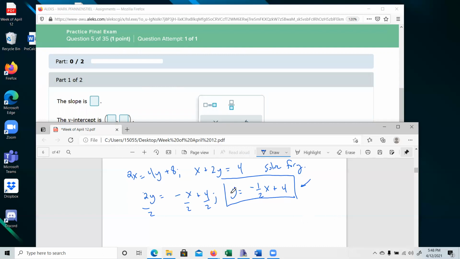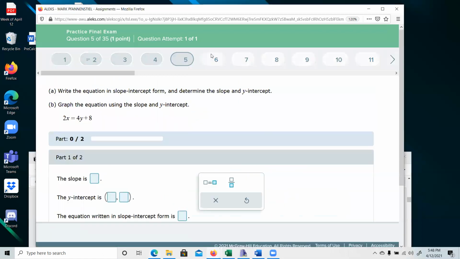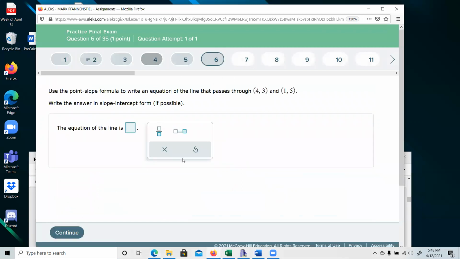Okay, the y-intercept, right? 0, 4. And then equation written in slope form. There it is. Okay, they're not going to grade me, so I'm not going to worry about trying to please the algorithm here.